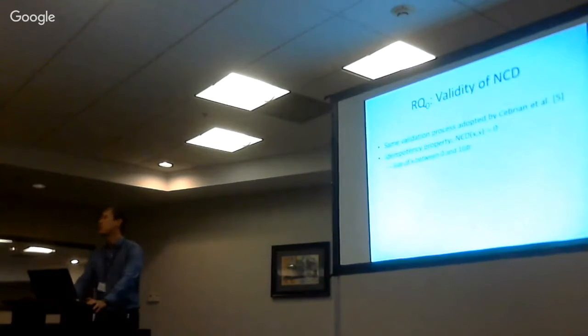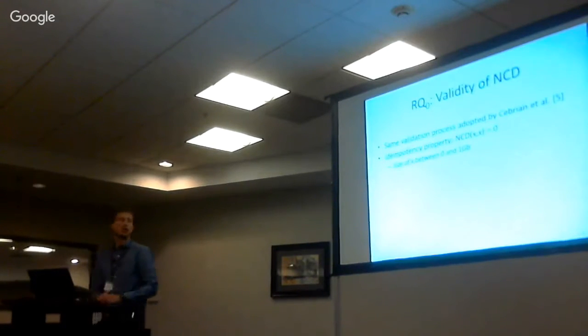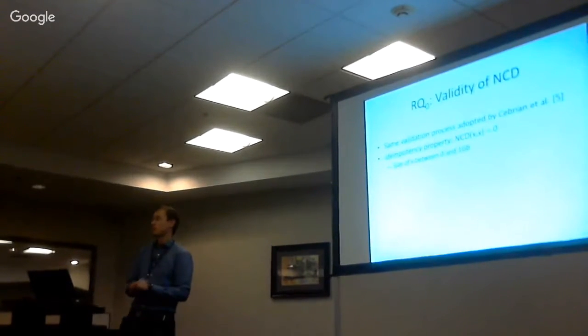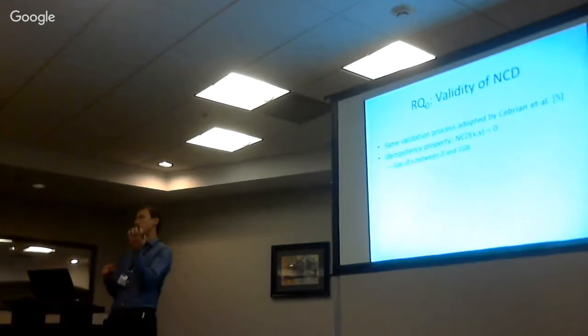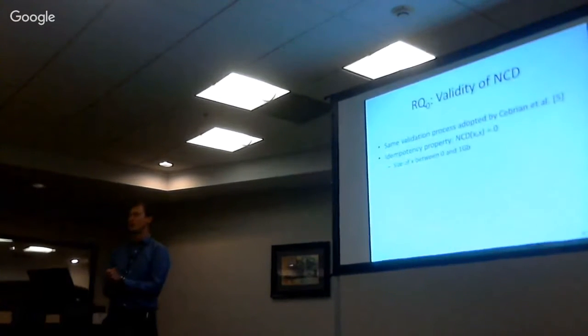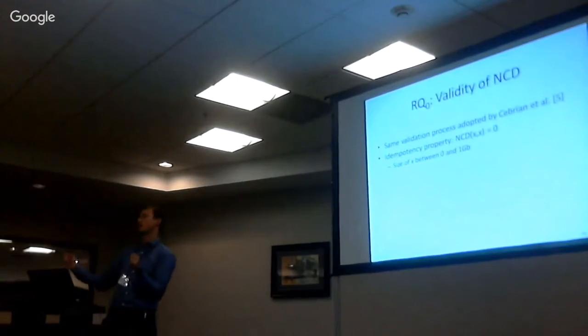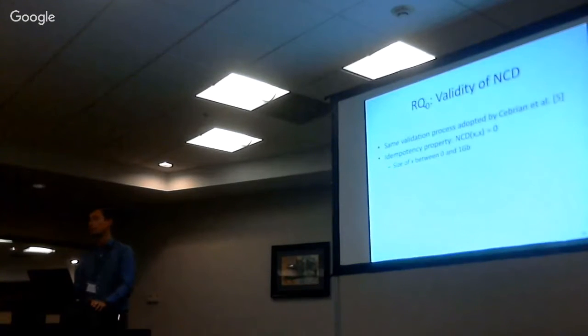The research question number 0 is a sanity check of our similarity measure. In particular, we adopt the same validation approach available in literature that is based on the validation of the idempotency property. So if we ask for the distance between one element and itself, the distance should be close to 0. To do that, we take a large file and we chop it so that we compare the distance between x and x with an increasing size of x from 0 to 1 gigabyte. And we plot the results in this graph.